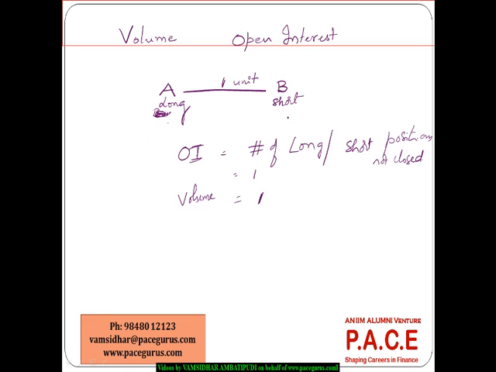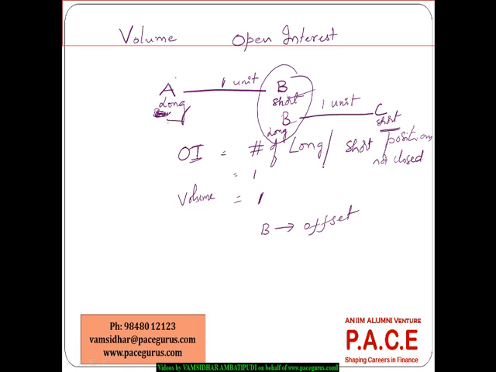Now let's say B has got into another transaction, with C, where B is a long position and C is a short position for 1 unit, same commodity, everything remaining the same. Now in this case, B's position is offset. There is a short, there is a long, so both of them have nullified each other. So it's as good as A is long and C is short. Means the number of long or short positions that are not yet closed is only 1, because with respect to B the position is already closed.